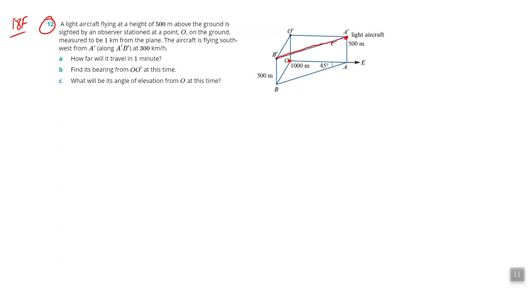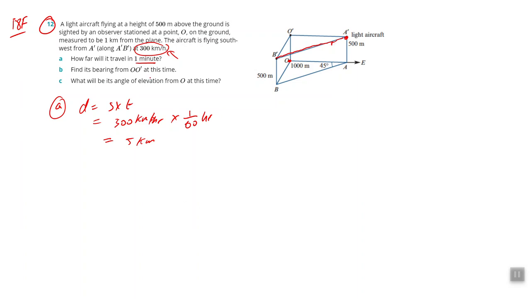First things first, we know the aircraft travels at 300 kilometers per hour, and we want to find how far it travels in 1 minute. Part A is just distance equals speed times time. The speed is 300 kilometers per hour. We want the time in hours, so 1 minute is 1 divided by 60 hours. Multiplying 300 by 1 divided by 60, I get 5 kilometers. So it's traveled 5 kilometers in 1 minute.